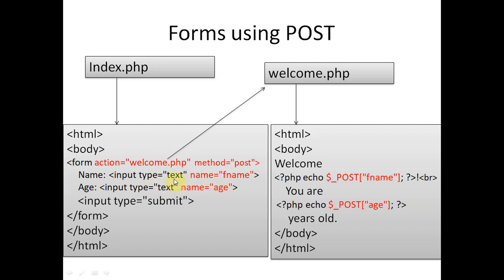So the text box value, the fname value, will be transferred to welcome, and this $_POST function will access this value and print it by echo. So the name will be printed here, and then the string is also displayed, and then again a PHP statement where we are echoing, meaning printing, the age variable. By this $_POST function, we are printing the value of the age text box. The name of the second text box is age.